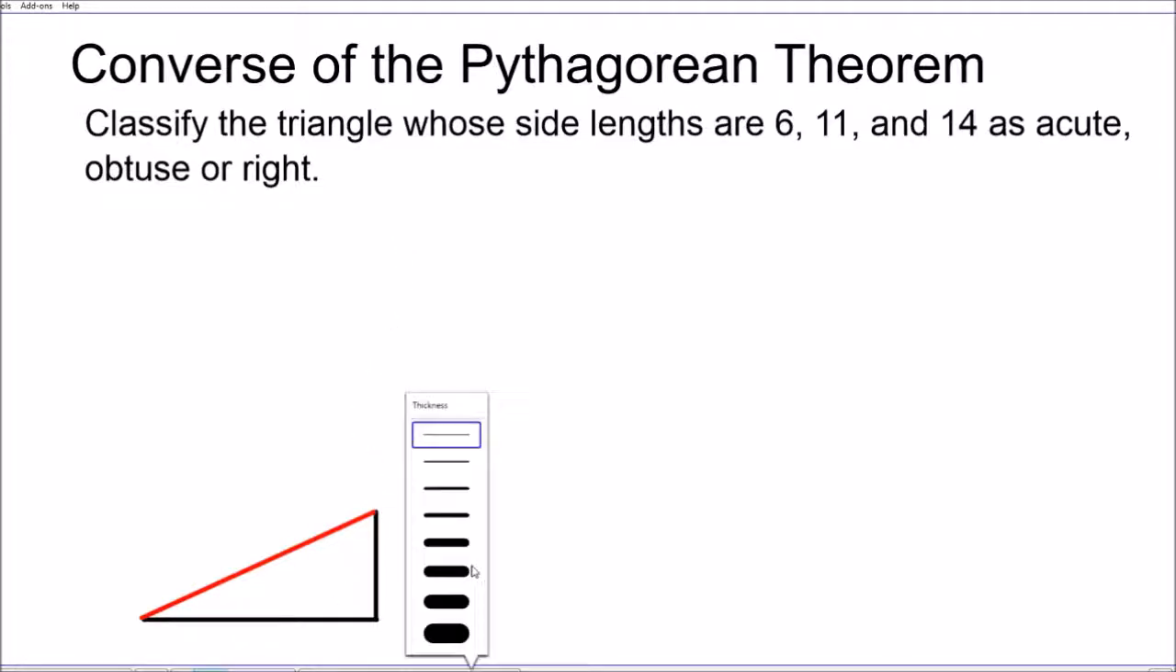Okay, so this is a really typical question that we're looking at here, where you have side lengths of 6, 11, and 14. We have to decide if that triangle is acute, obtuse, or right.